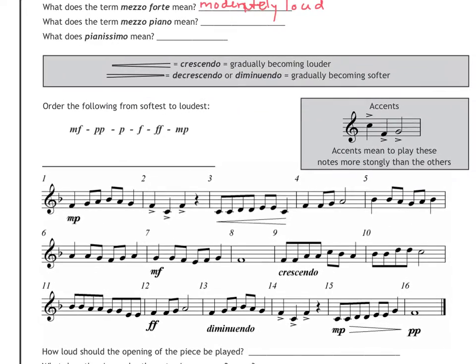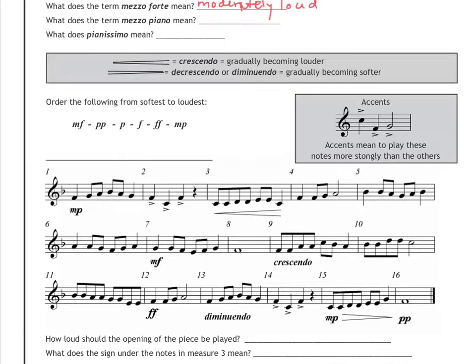Knowing all that information, you should be able to do this little activity here. Order the following from softest to loudest. Put the softest volume on the left, the next louder, louder, louder, all the way to the loudest. You're going to do that in a moment.